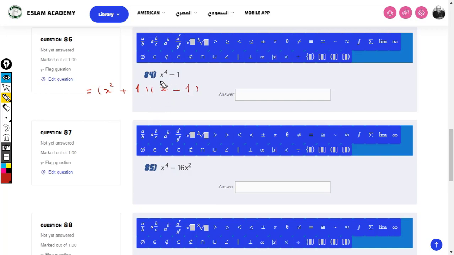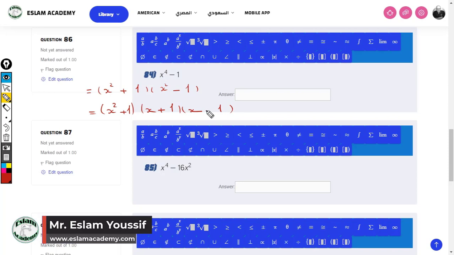Because we can find the square root of the first, the square root of the second, and the sign between them is minus. So just write the first bracket without any change, x squared plus 1. Now for the second bracket, we will factorize the square root of the first, which is x, the square root of the second, which is 1. One of the two brackets is plus and the other will be minus. And that's how we can factorize any polynomial completely.